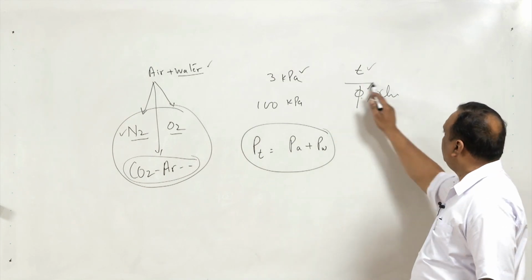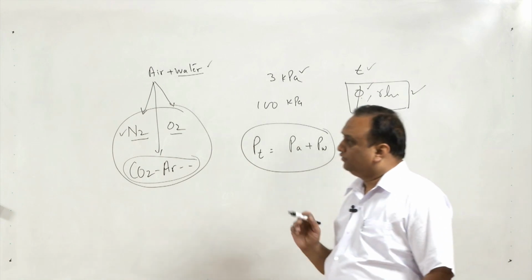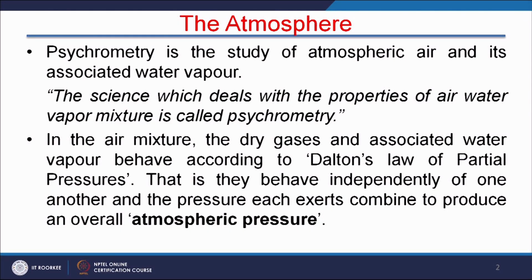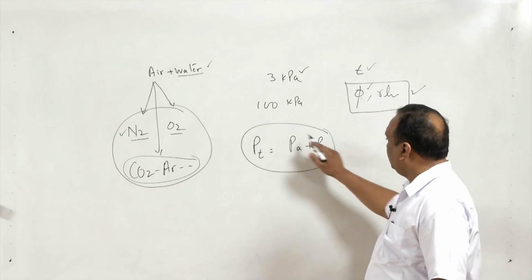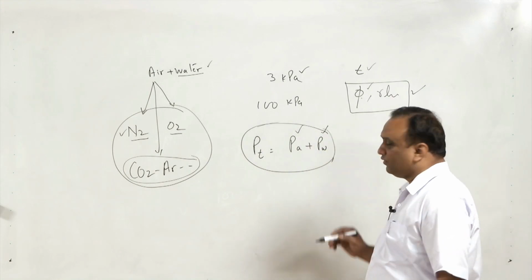When we talk about humidity, the presence of water immediately comes into the picture. So, psychrometry is the study of atmospheric air and its associated water vapor. It is a science which deals with the properties of the air-water vapor mixture, and that is called psychrometry. In the air mixture, I have already explained this. The third point is that they behave as per Dalton's law, and the total pressure in the mixture is the partial pressure of air plus the partial pressure of water.